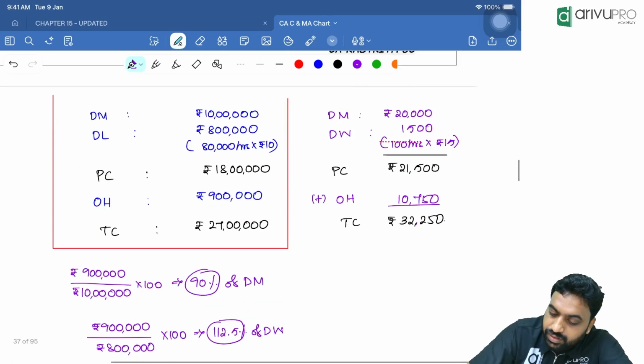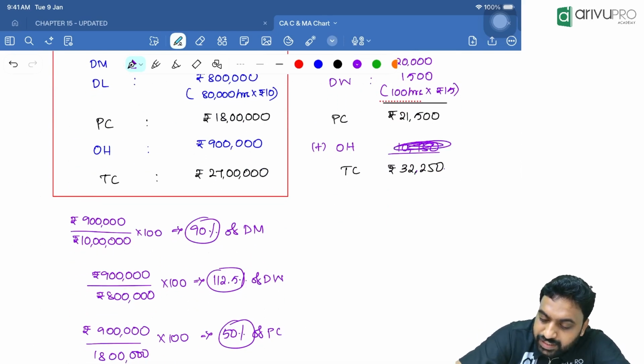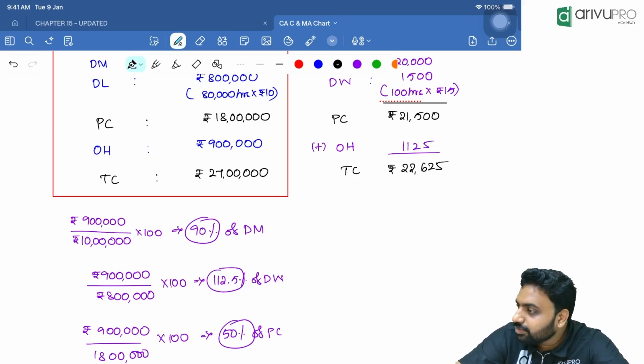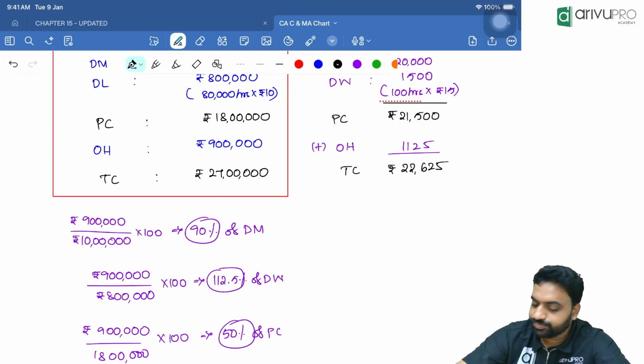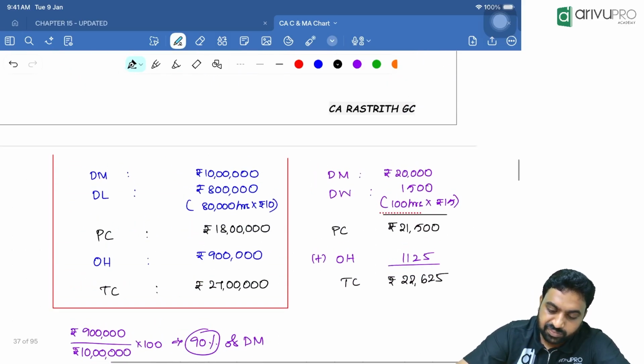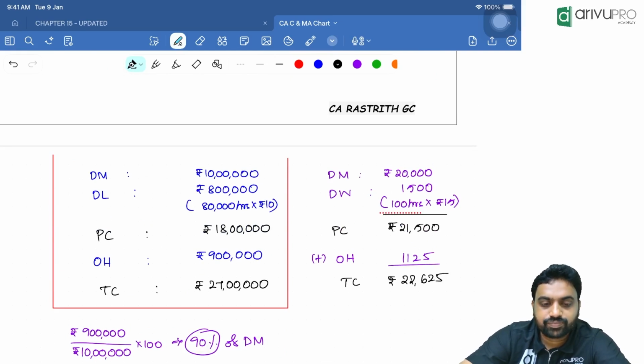Got it? Now, how many hours of labor I am using here? 100 hours. 100 into 11.25. 1,125. Which is gonna be 22,625. Is that clear? Done. Hope you understood in this case.